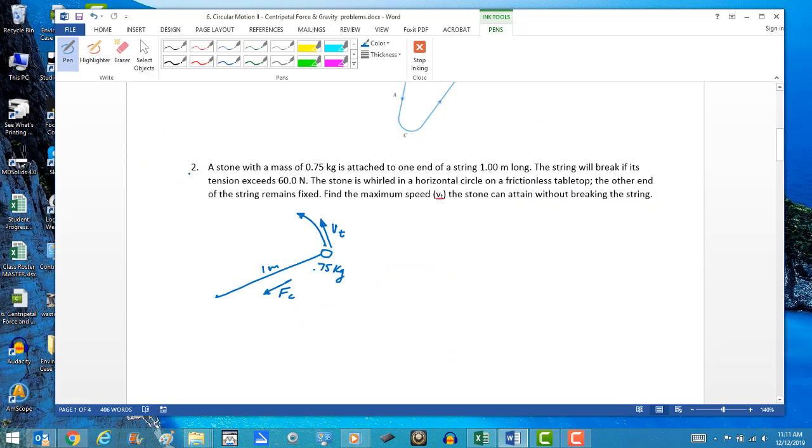The sketch for problem 2 would look like this, and it's pretty much a plug and play type of problem. The formula is just centripetal force is mv squared over r. We're given r, we're given the mass, and we're trying to determine the maximum Vt without exceeding 60 newtons over here. So you could plug 60 in for F sub c and then solve the equation for V sub t, keeping in mind the V is squared there. And just to give you a hint, it's somewhere between 5 and 10 meters per second.